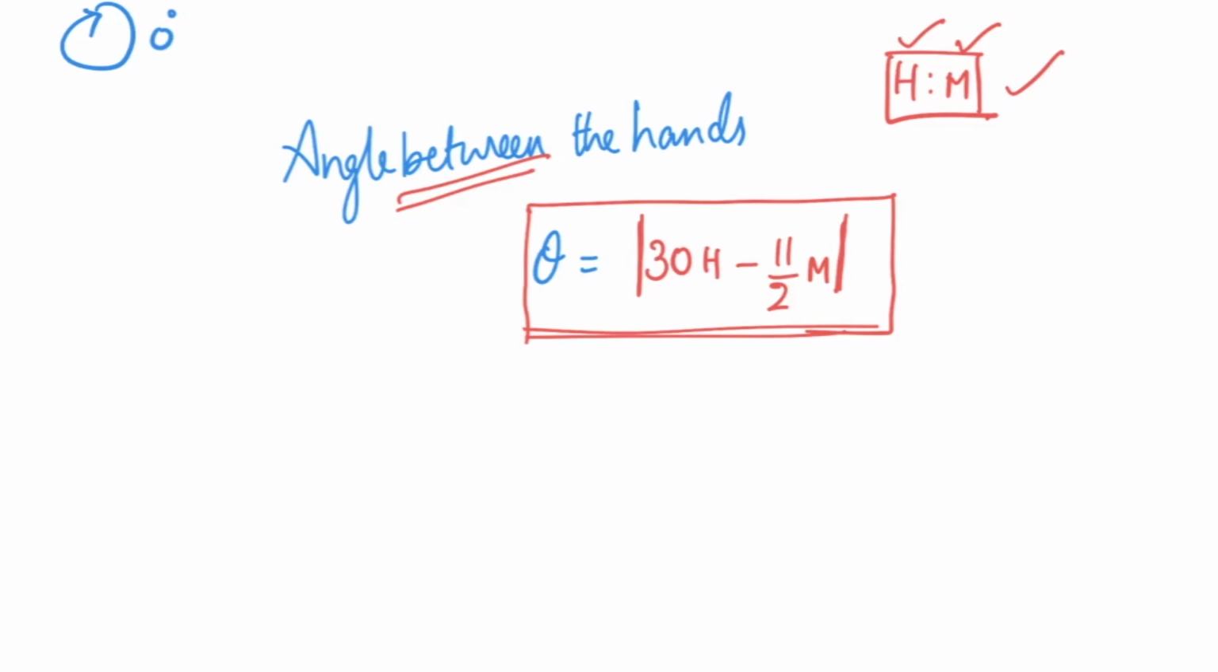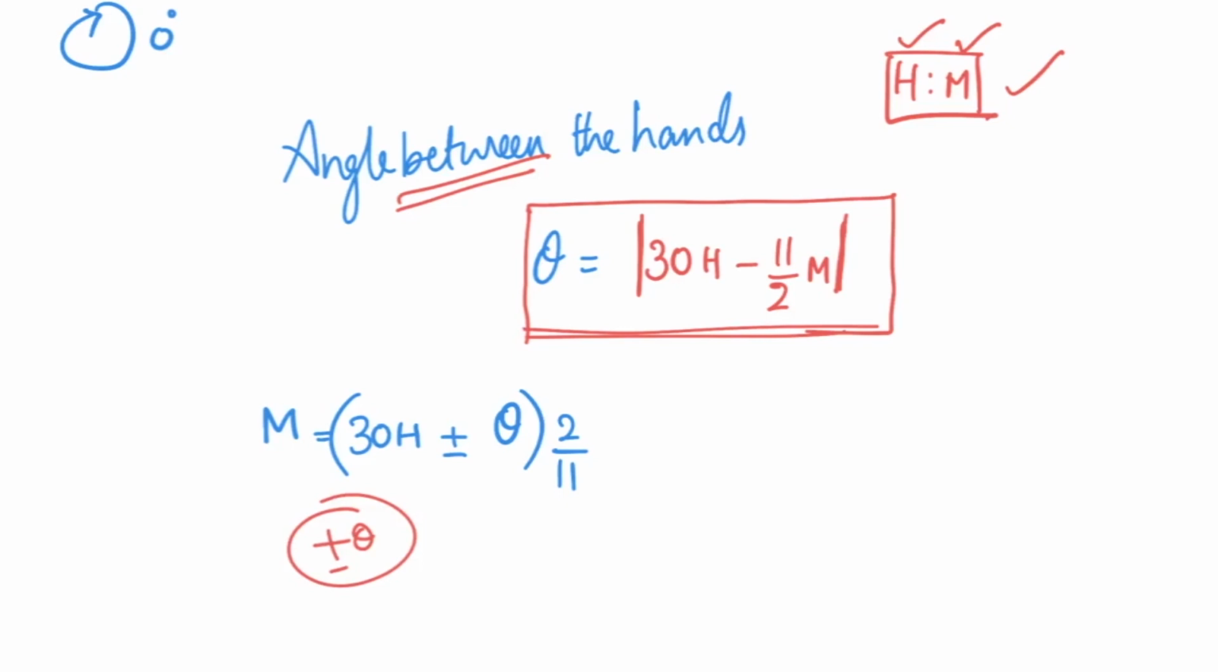Sometimes you will be given a particular angle and you are asked to find the time. Whenever time is asked, then time in minutes is equal to 30h plus or minus theta into 2 by 11. For finding time, we consider both plus theta and minus theta according to the situation. I will explain in the problems.